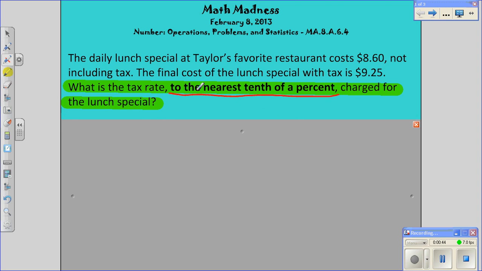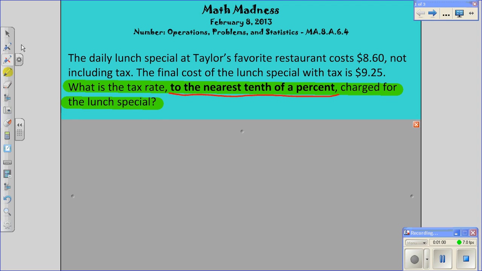Anytime you see something in bold letters or italicized or in all capital letters, you got to make sure you pay special attention to what they're asking you to do, okay? So we're going to come back to that.